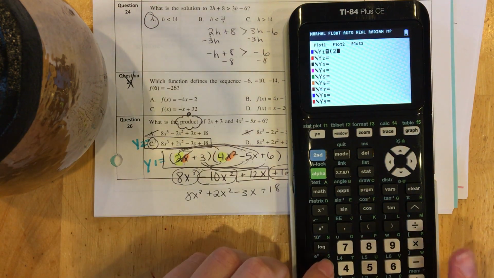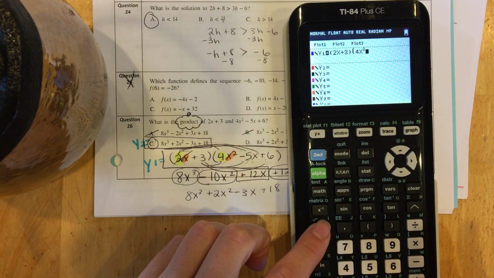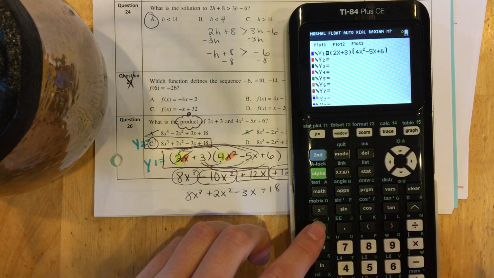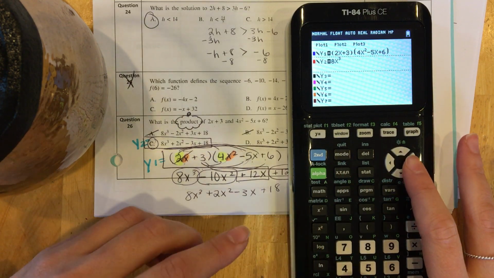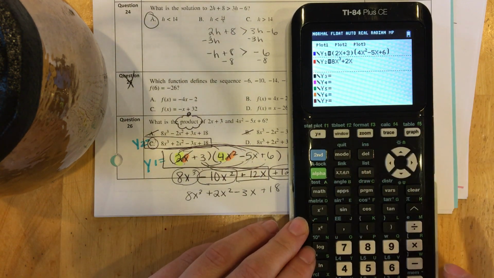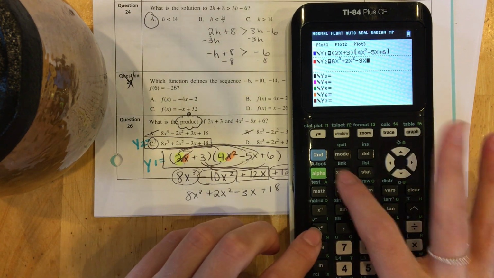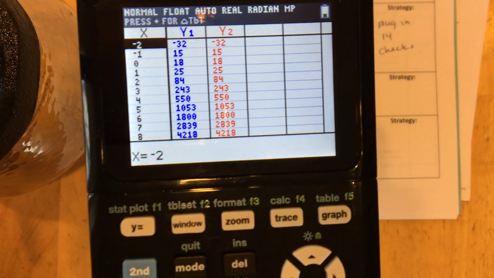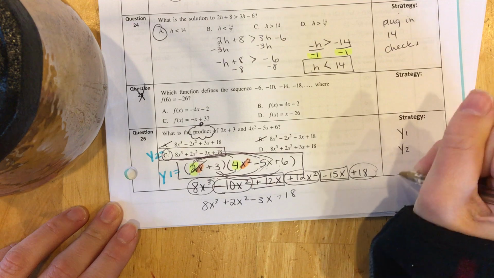So if you do your 2x plus 3 and then 4x squared minus 5x plus 6, and then in your y2, you can plug in your answer of 8x to the third plus 2x squared. Make sure you plug this in right. Minus 3x plus 18. And then when you go to check your table, you should have matching y's, which we do here. So that's a good sign that we did that one right. Okay, so this is your y1, y2 match.